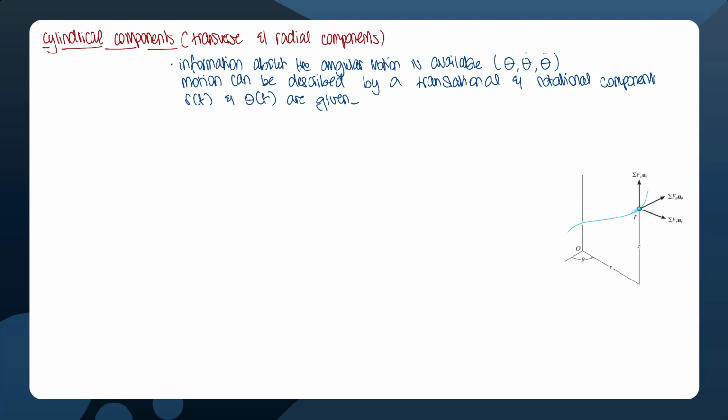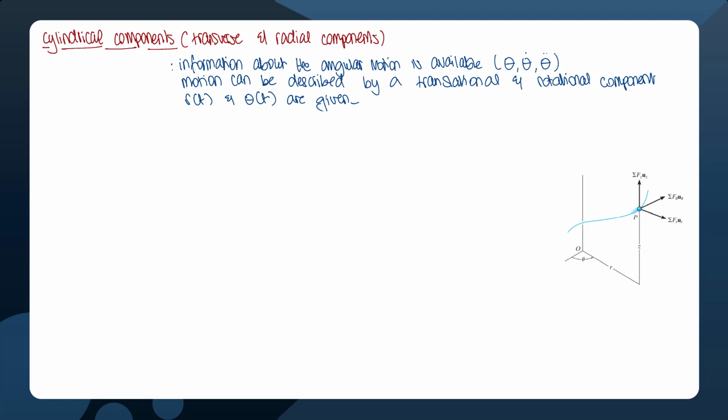And the third case is when you're simply given r as a function of time and theta as a function of time. And if you remember from the previous chapter, we said that whenever we're given parametric equations for r and theta, we can simply take the derivatives and find the values for r dot, r double dot, theta dot, and theta double dot. So it makes sense for these three cases to make use of the cylindrical coordinate system.